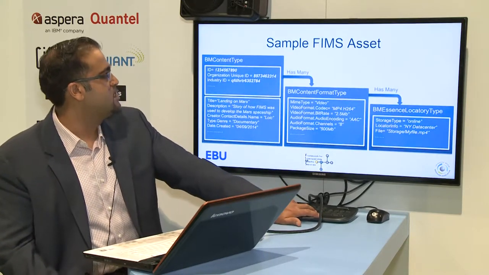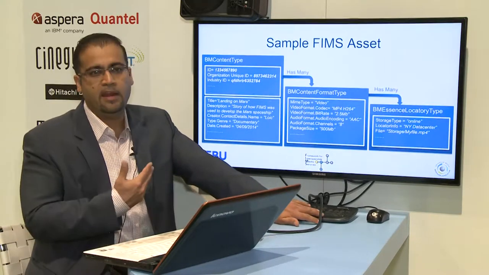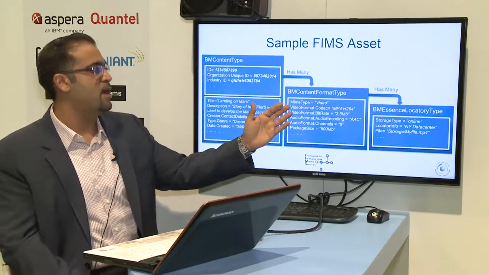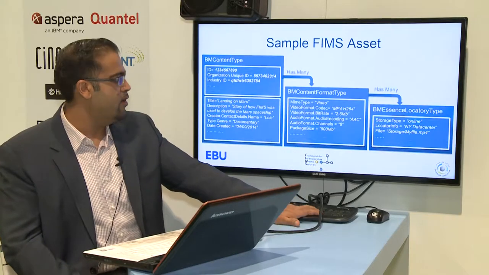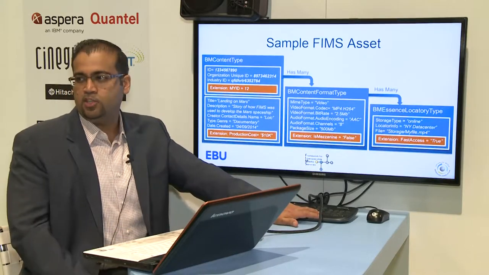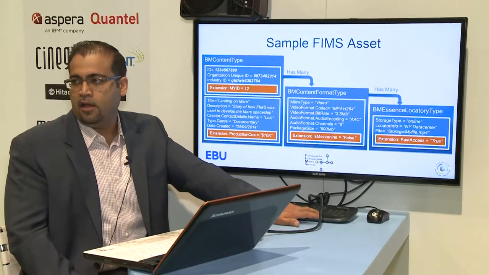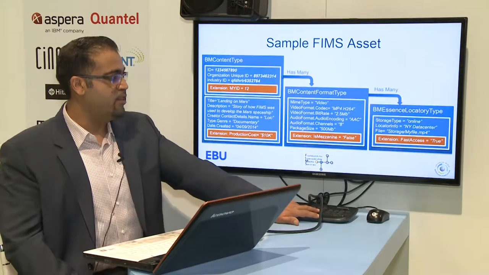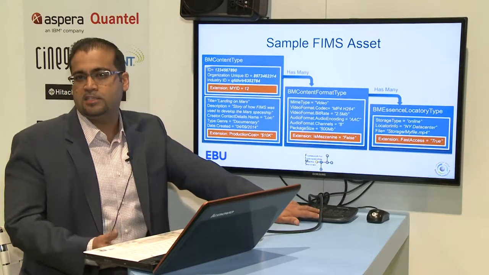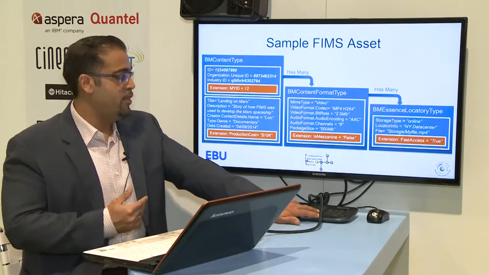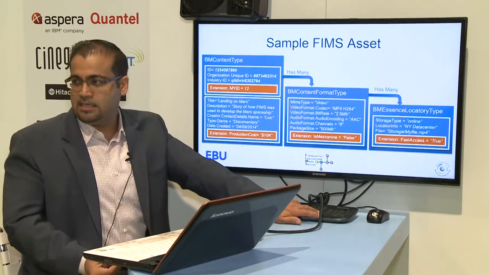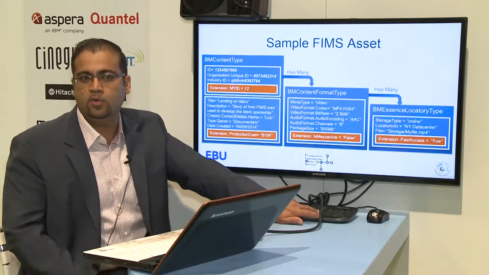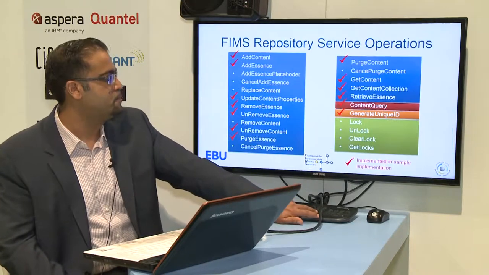So this is just a demonstration of metadata at the various levels that I've defined before. So you have your BM content type, BM content format, and the essence locator. As I mentioned before, you have the ability to extend at every single level if there is a need to. An example could be to define within the content format, you could have the MPEG, the MXF, or the proxy. But within there, one of them can be identified as the mezzanine file. So that could be interpreted differently by the orchestration system to exercise a set of behaviors.